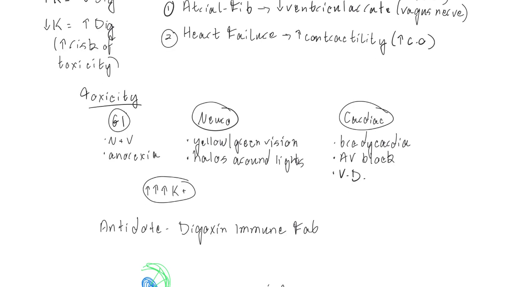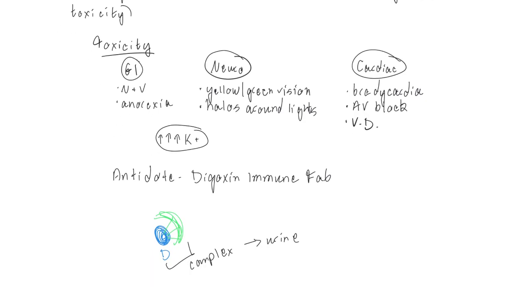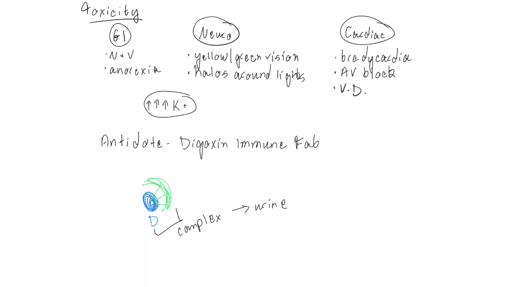The NCLEX loves questions about halos around lights for someone on dig, yellow-green vision, of course, the bradycardia because of the AV node effects. There is an antidote for toxicity, and it might be given when you get into the really high potassium levels, and the high serum potassium is because of the impact on the sodium-potassium ATPase pump. Digoxin immune fab binds with dig, forms a complex, and we excrete it in the urine. So that is an overview of digoxin.